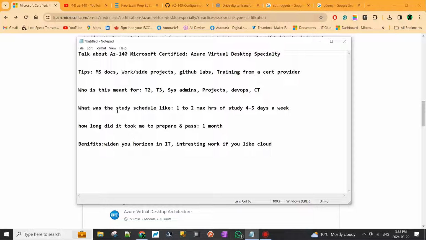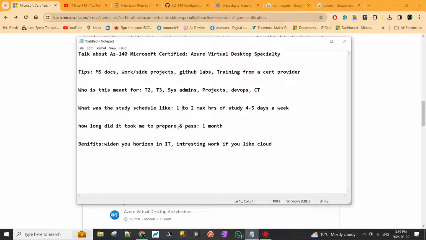What was the study schedule like? For me, I would study 1 hour to an hour and a half, maximum 2 hours a day, and usually 4 to 5 days a week. So I would have to study after work, which sucked, but you just have to deal with it. But yeah, that's what my schedule was like. So just see if it works for you.